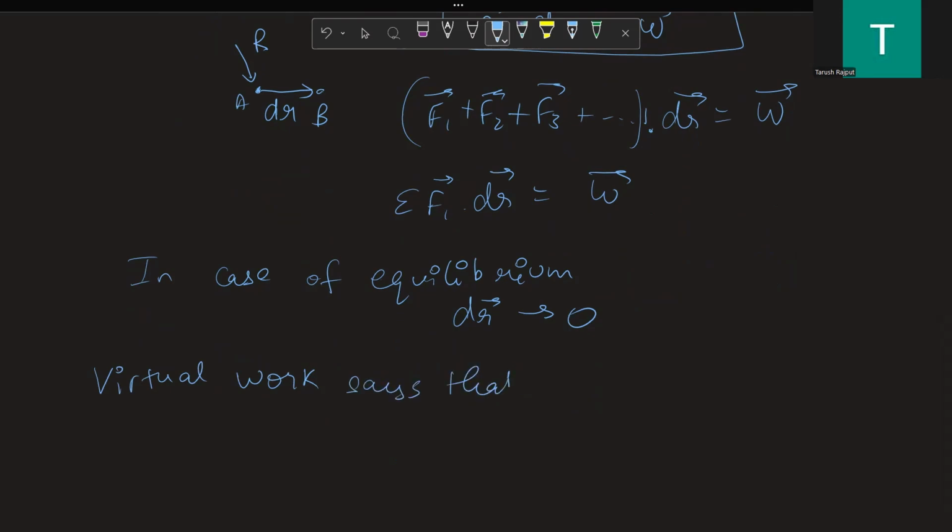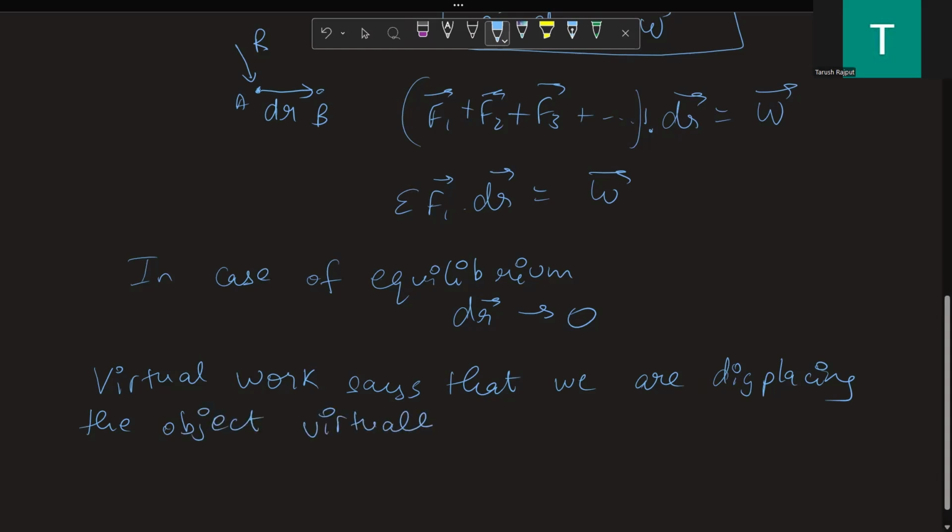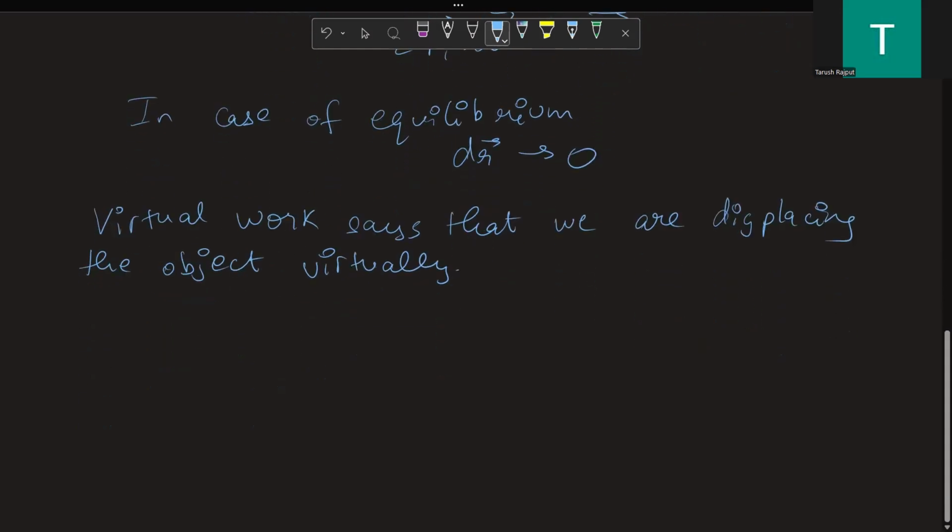So virtual work says that we are, in a better term, displacing the object virtually. That means the object is in equilibrium, but for the sake of solving the question, we are considering that the object is moving a little bit. For example, this object is in equilibrium under a lot of forces. Let's say friction, normal and mg will cancel out, so no displacement in the y direction. Let's say another force P has been applied, and some value is not given.